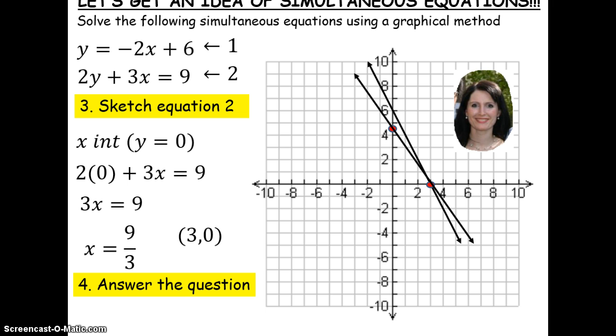Both lines go through the point 3, 0. It is a coincidence that the x-intercept is also 3, 0. The point of intersection could be anywhere, but for this one it happens to be at 3, 0. We answer the question by saying 3, 0 is the solution, or 3, 0 is the point of intersection of the two lines.